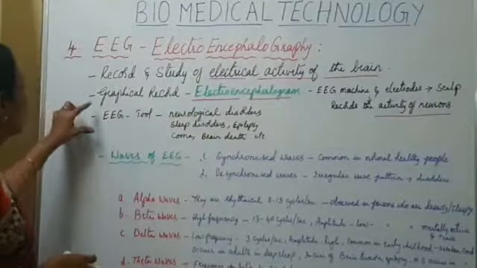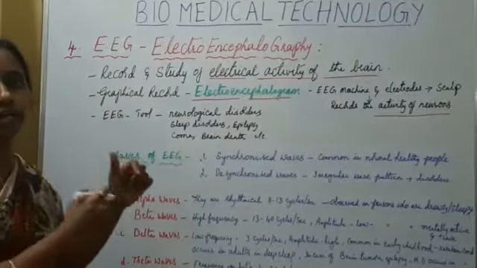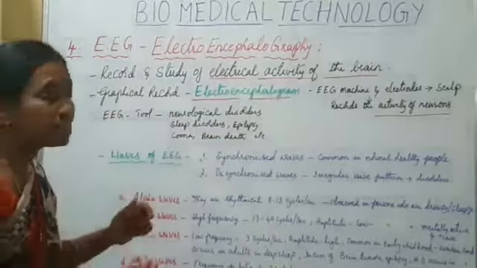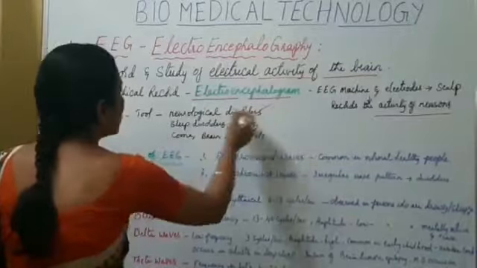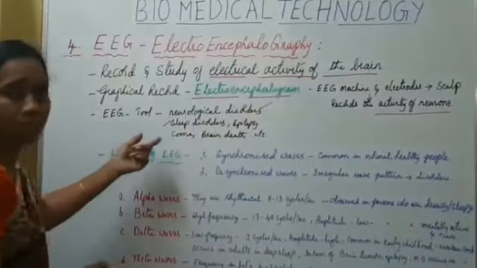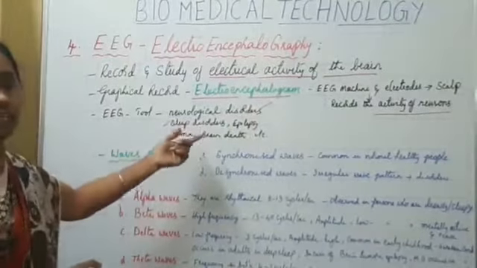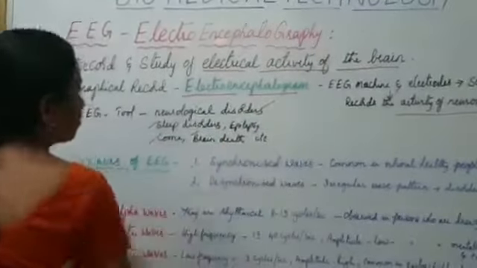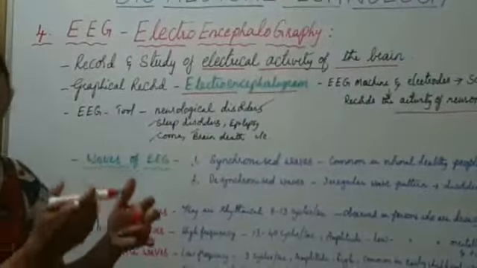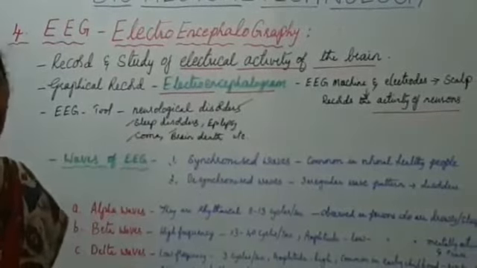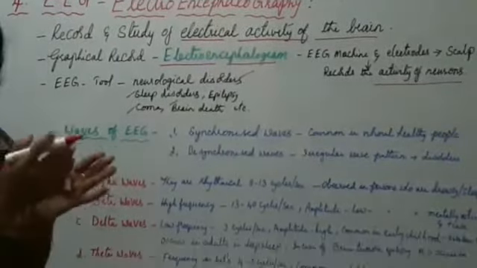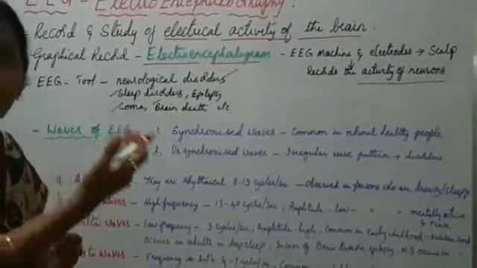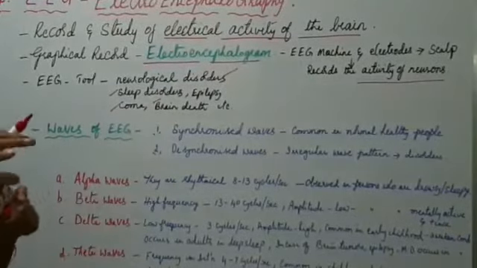electroencephalogram. This is the best tool to recognize or diagnose neurological disorders and sleep disorders, that is insomnia, epilepsy, that is seizures, coma, brain death, etc. and the necessary treatment is given accordingly. Okay, here we have to understand how the EEG is observed or studied.